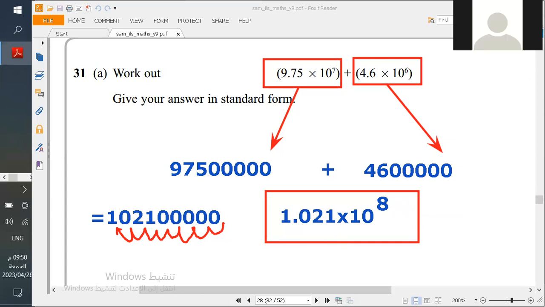Correct answer not in standard form. Sometimes you give the answer not in standard form, meaning the decimal point is sitting here. They give you 1 point out of 2, because you have the right answer but not in standard form. Okay? Let's move on to the next one.